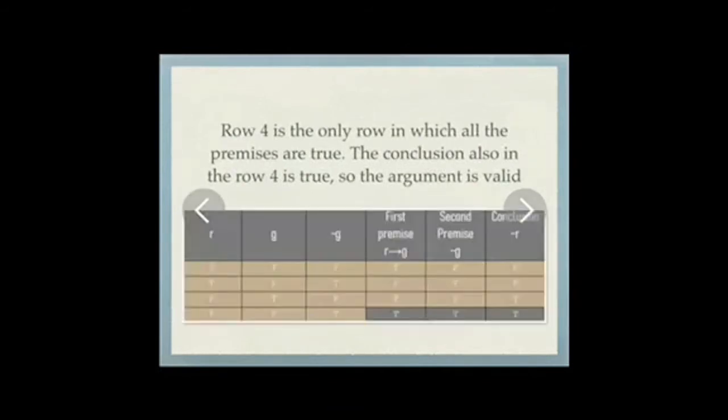So as we can see in row 4, the first premise is true and the second premise is true. And it is the only row in which all the premises are true, and also the conclusion in row 4 is true. Therefore, the argument is valid.